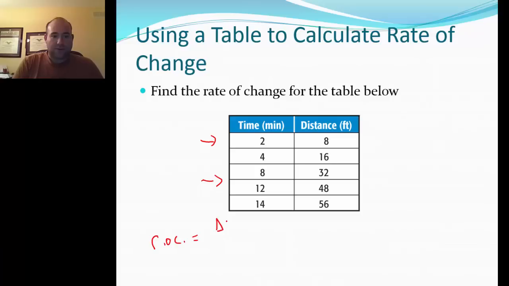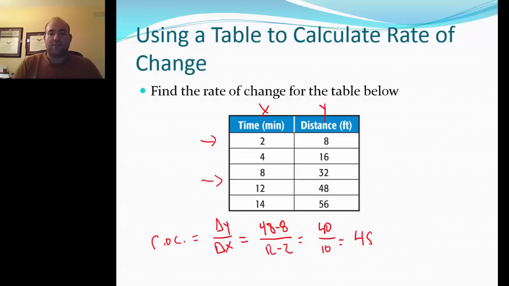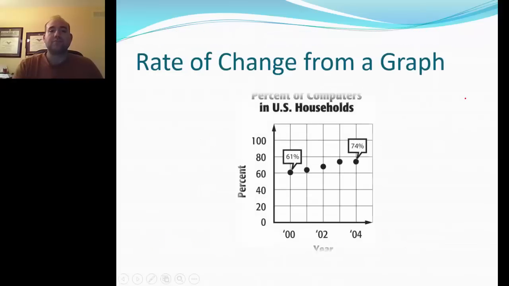So we'll use our delta y, delta x. We're going to make time be our x, distance be our y. So we'll do 48 minus 8 over 12 minus 2. It's 40 over 10, or 4 feet per minute. Again, units in y per units in x, feet per minute. Okay? You could have picked any pair of points you wanted.